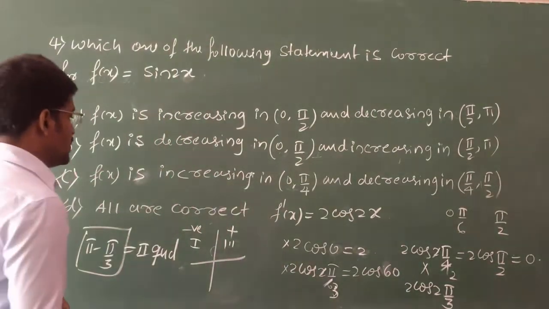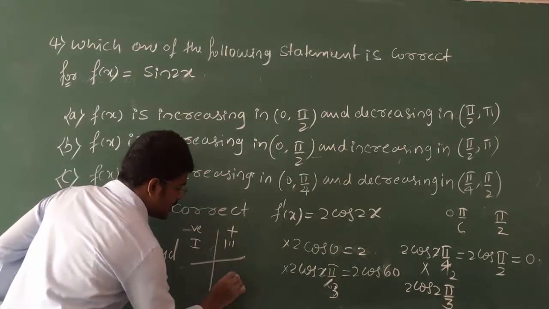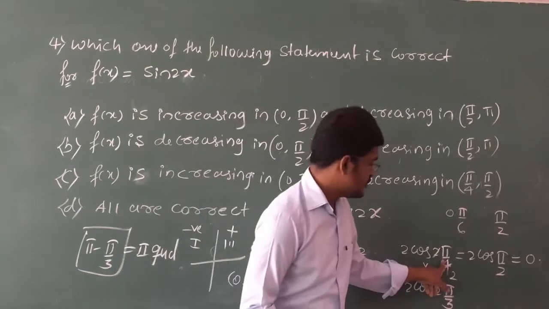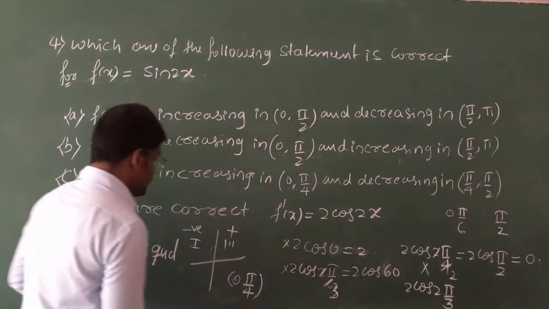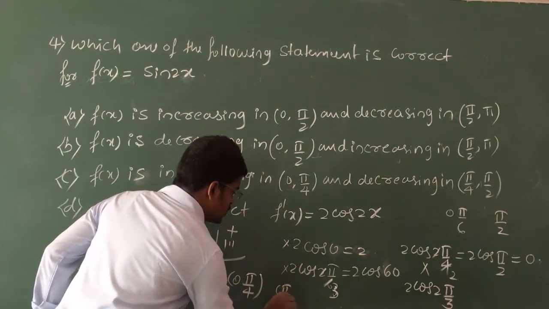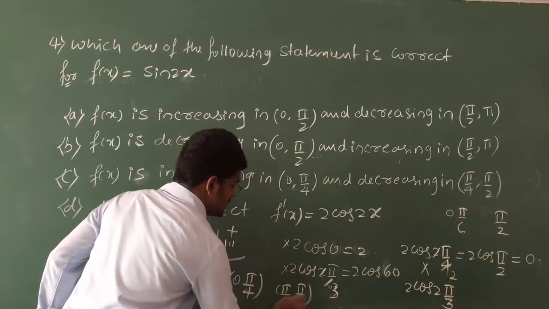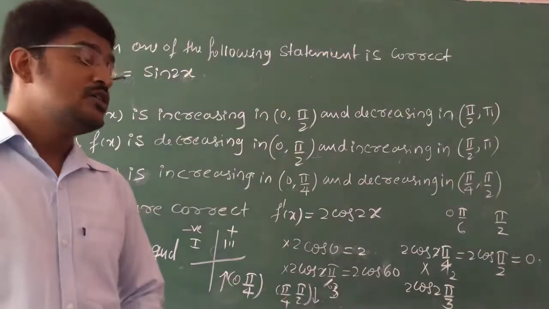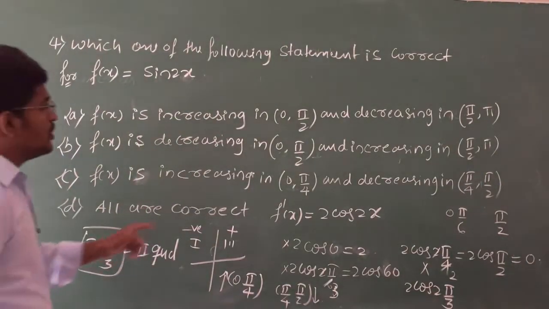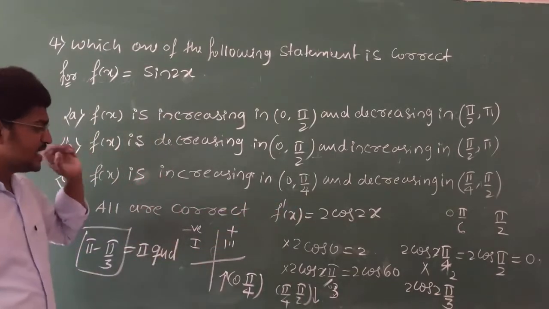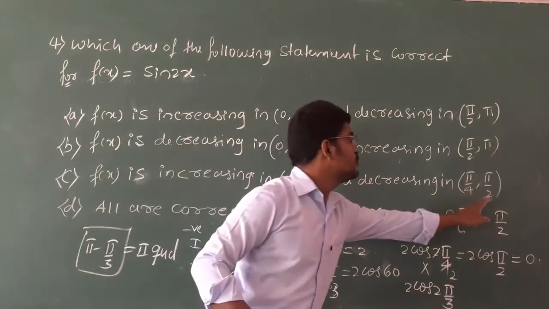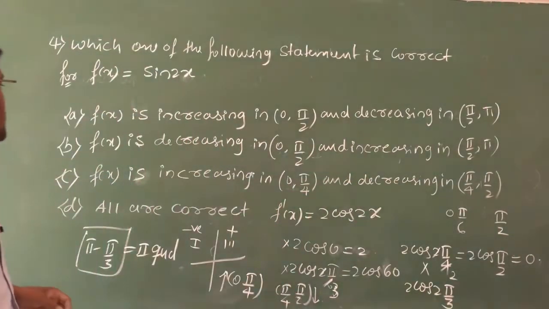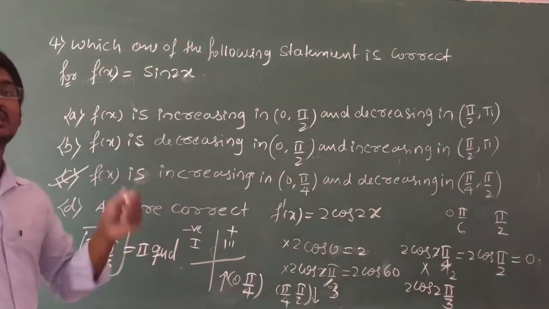That means 0 to pi by 4. See here, 0 to pi by 4 it was positive. From pi by 4 to pi by 2 it is decreasing. Here it is increasing. Clear? So that means 0 to pi by 4 it is increasing, correct. Pi by 4 to pi by 2 it is decreasing, that is also correct. So what will be your answer? That is your option C.